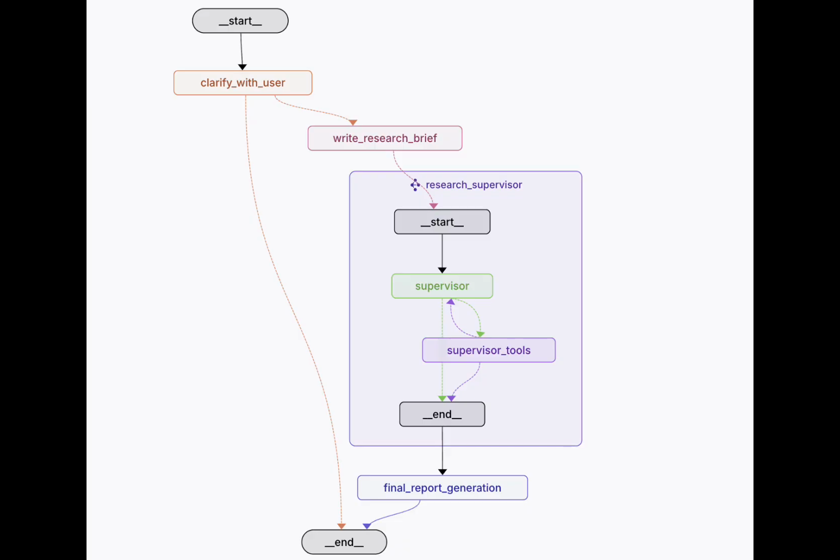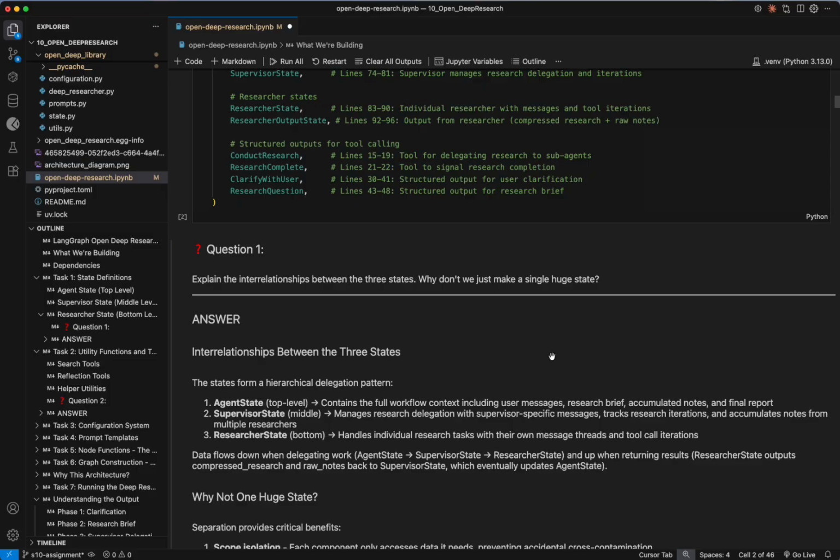Here, the data flows down when delegating work and up when returning results. We are not using a unique state like we did in previous videos, because a single huge state will create a tangled mess where all the components could interfere with each other's data and make parallel execution difficult.